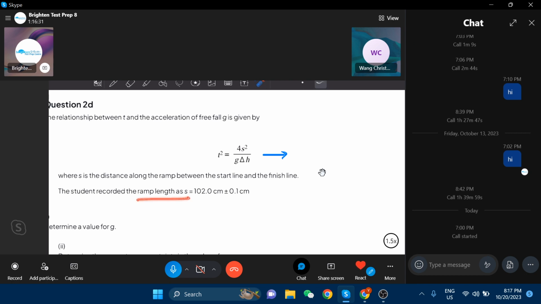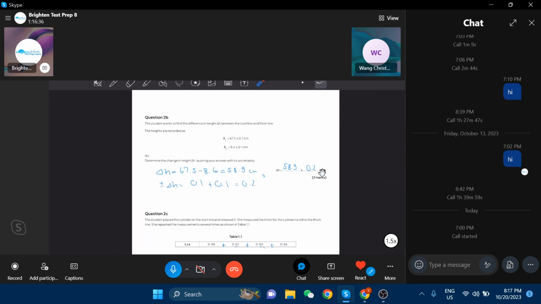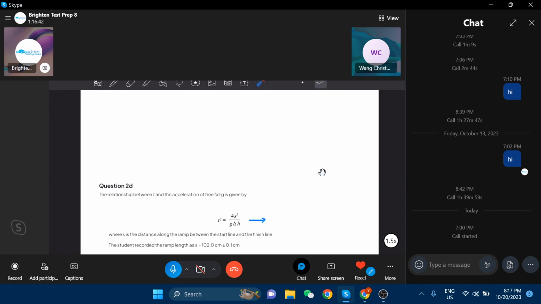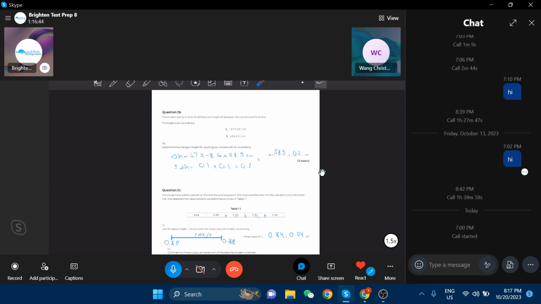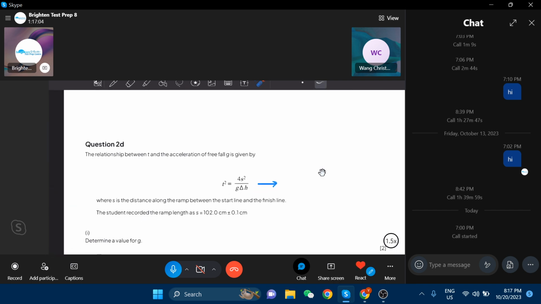Oh. So the other values we already had in our table, right? We had T, we had delta H. So in other words, in the previous parts, we already calculated the respective values, right? So we have this one with the uncertainty, we have this one with the uncertainty, and S is now given, so we don't have to calculate it, it's just a given. And now the question is, how about the uncertainty for G?